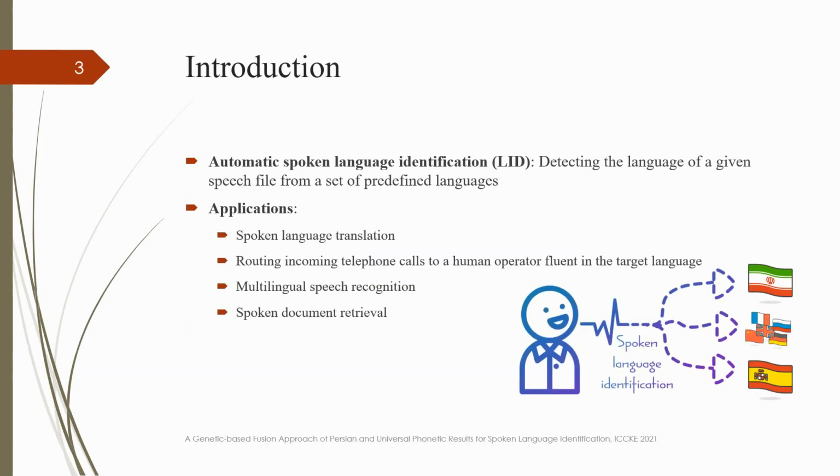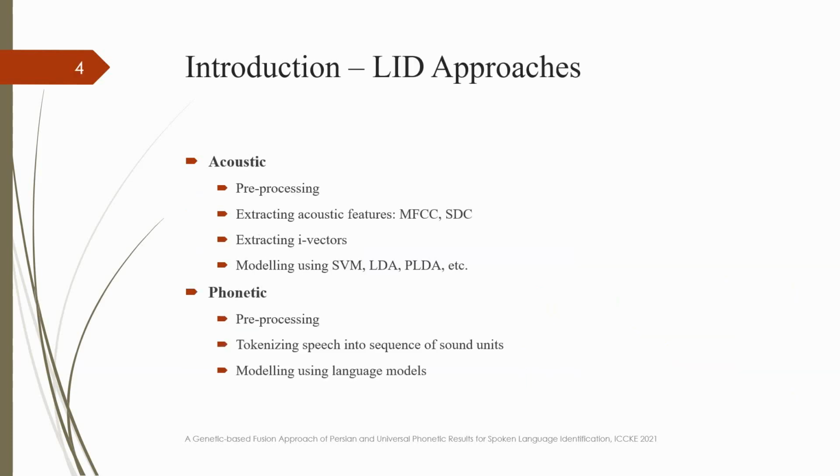Automatic spoken language identification refers to detecting the language label of a given speech file from a set of predefined languages. There is a wide range of applications that rely on spoken language identification technology. Some of these applications are spoken language translation, multilingual speech recognition, and spoken document retrieval.